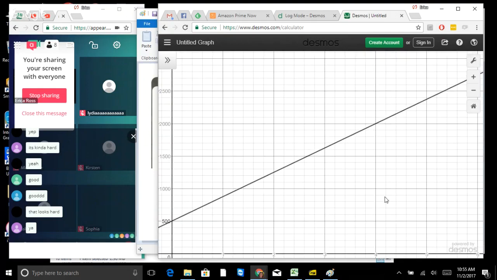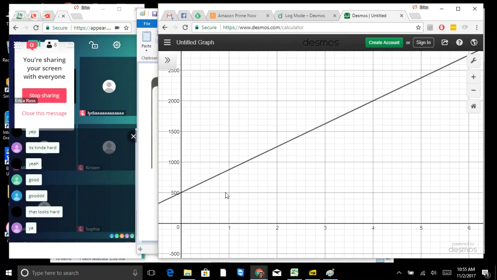Now you can see, if I zoom out a little bit here, you end up with a similar graph. How the slope looks on a graph depends on your scale. So the scale is what makes your slope not look so high, but the slope is 375. I just wanted to mention that in case anybody noticed that.